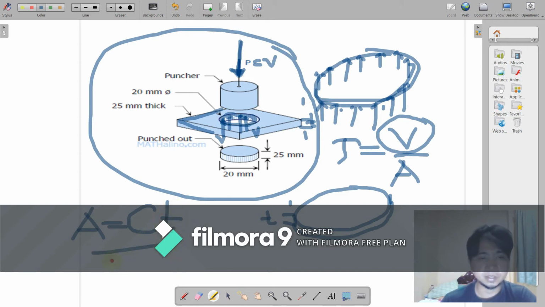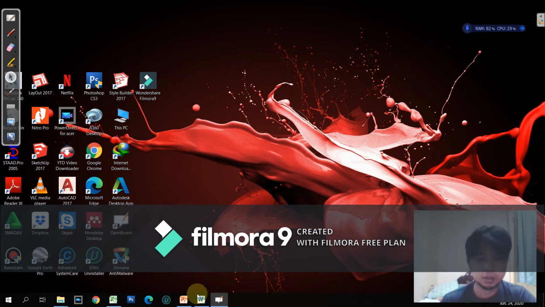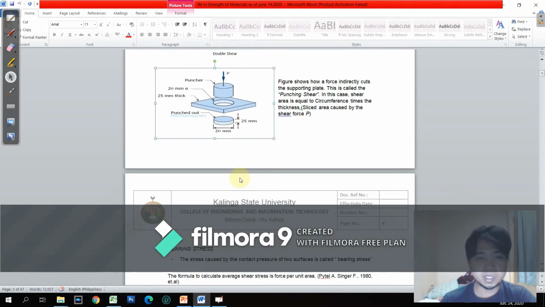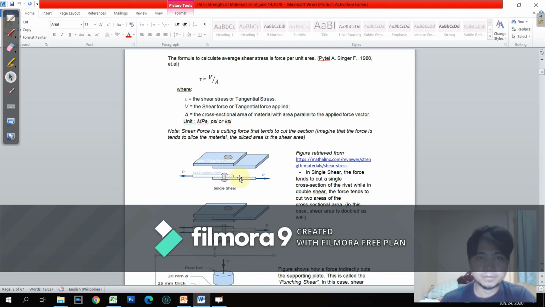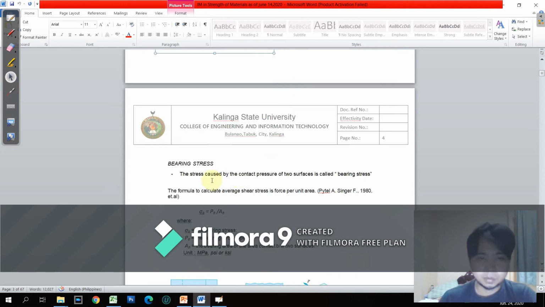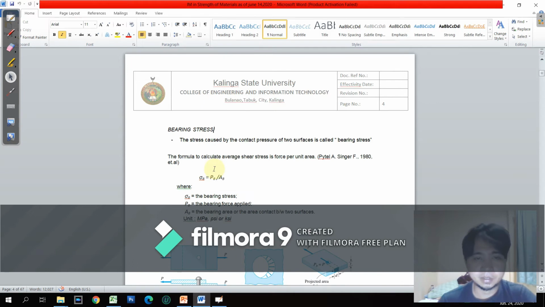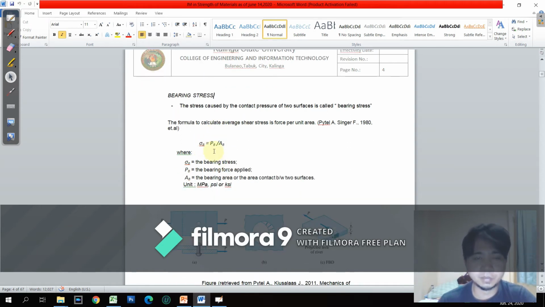So that's it. So that is the simple illustration of the punching shear. Now, going back to our lesson, the next topic is all about bearing stress. So bearing stress is another type of simple stress wherein the formula is just sigma is equal to P all over A.